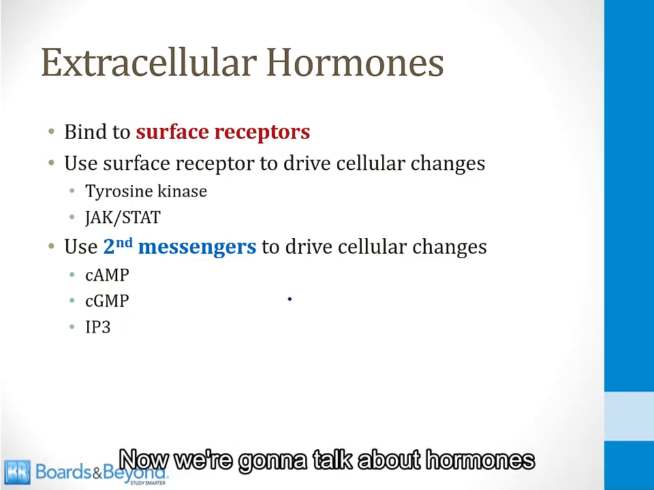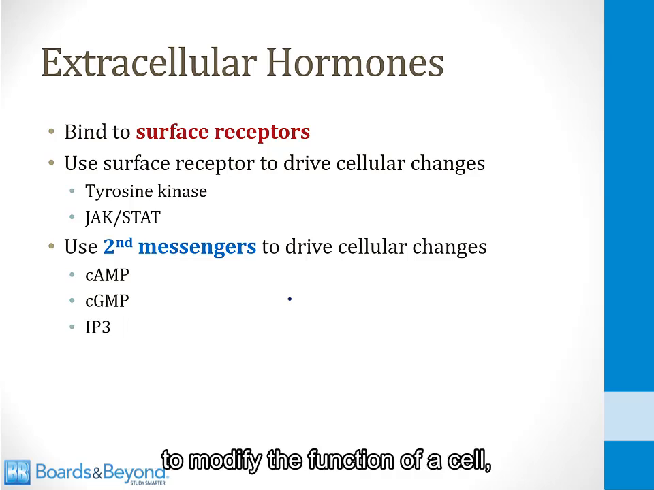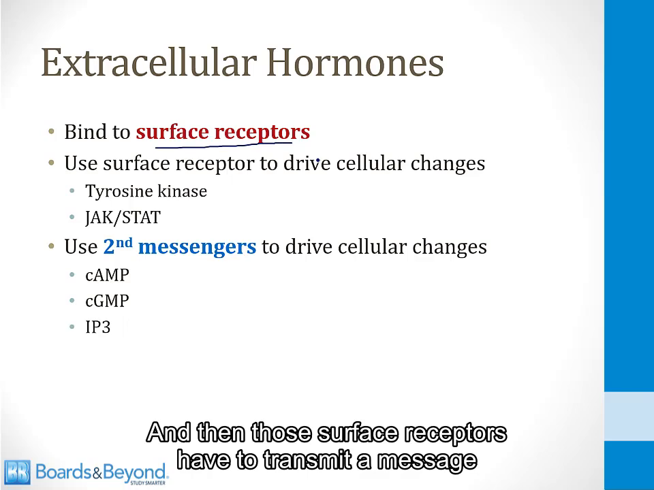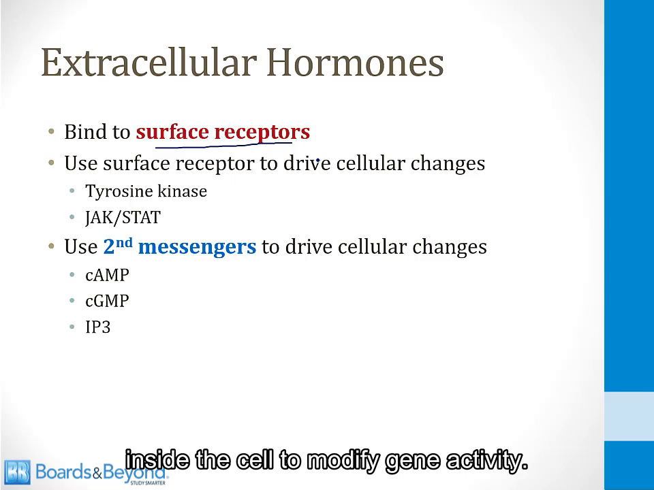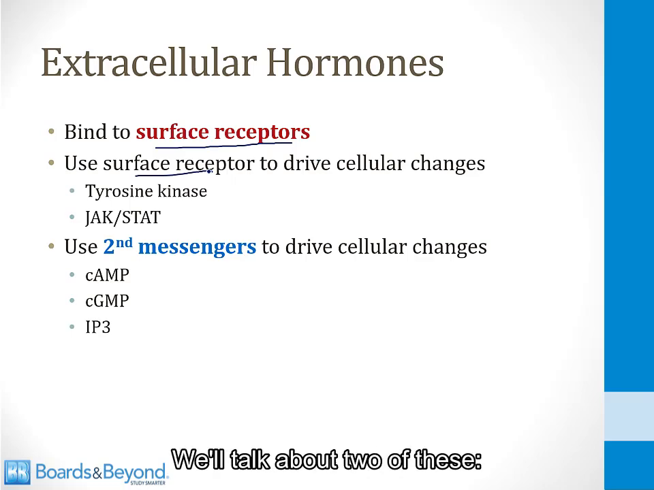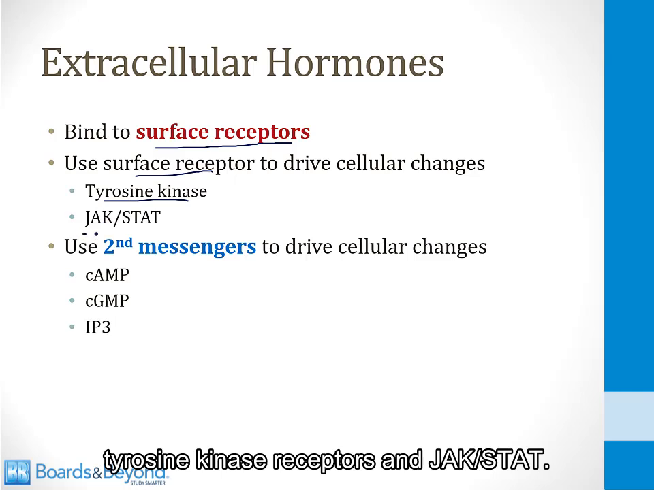Now we're going to talk about hormones that are not lipid-soluble. This means in order for these hormones to modify the function of a cell, they have to first bind to surface receptors, and then those surface receptors have to transmit a message inside the cell to modify gene activity. Some of these hormones use the surface receptor itself to drive cellular changes. We'll talk about two of these, tyrosine kinase receptors and JAK-STAT.